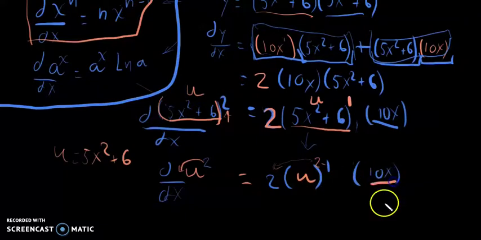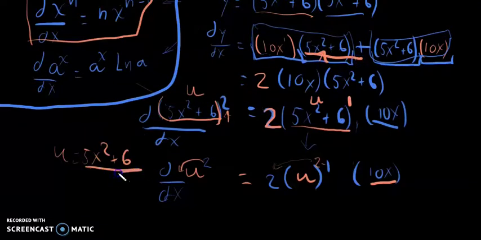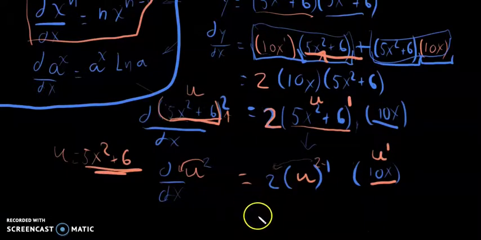But what is this 10x? What does that 10x mean? Well, how did we get that 10x in the first place? We took the derivative of what was inside, right? We took the derivative of this. The derivative of 5x squared is 10x. So this right here is the derivative of that inside. So that's how the chain rule works.